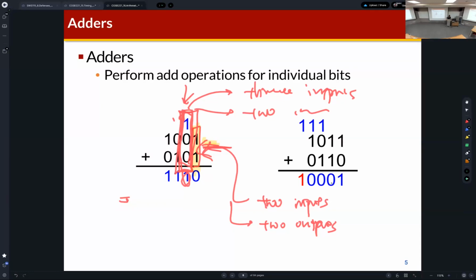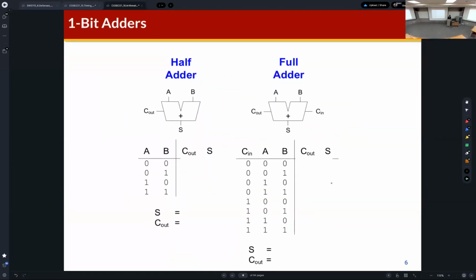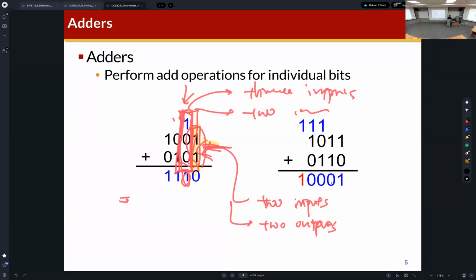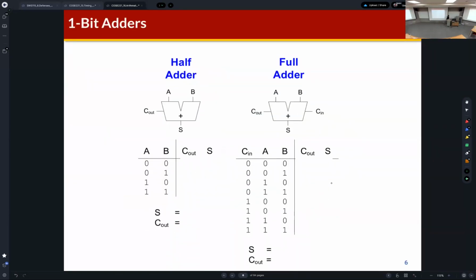Adders are used for performing the add operation. Based on the number of inputs, we can distinguish the adders as the half adder and the full adder. Let's see the half adder first. I mentioned that for a certain digit we require two inputs, like this digit. So we can design the half adder that supports two inputs.